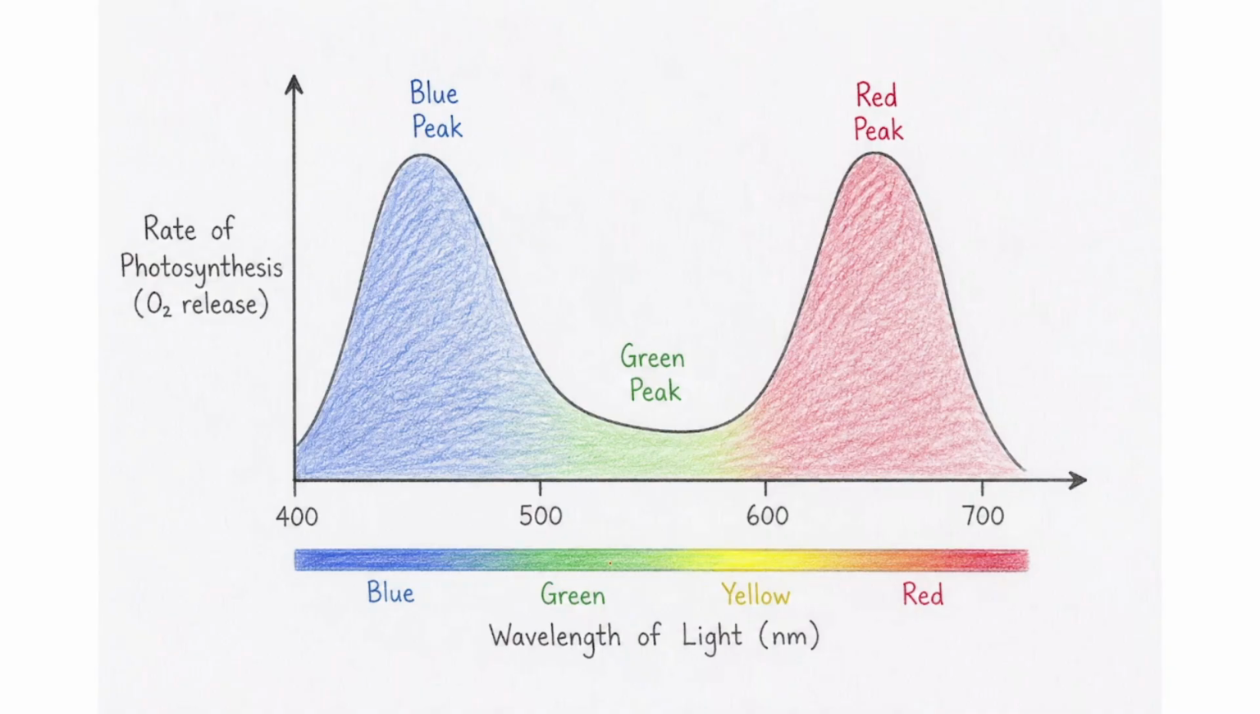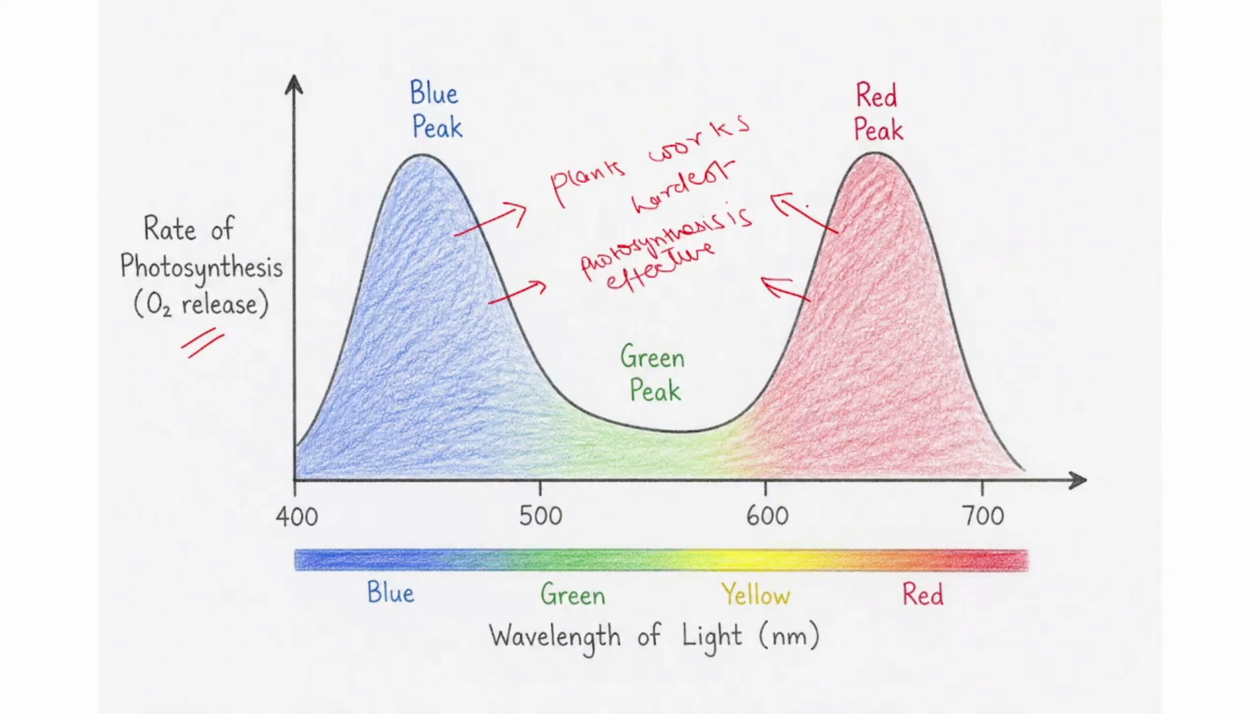which is drawn between wavelength of light and rate of photosynthesis. And we measure rate of photosynthesis by oxygen release. Students, see these two peaks. One is blue peak, other is red peak. These two peaks are high and the green one is low. That means plant works hardest in the blue and red light, which means photosynthesis is most effective in these two regions. Let's see our options.